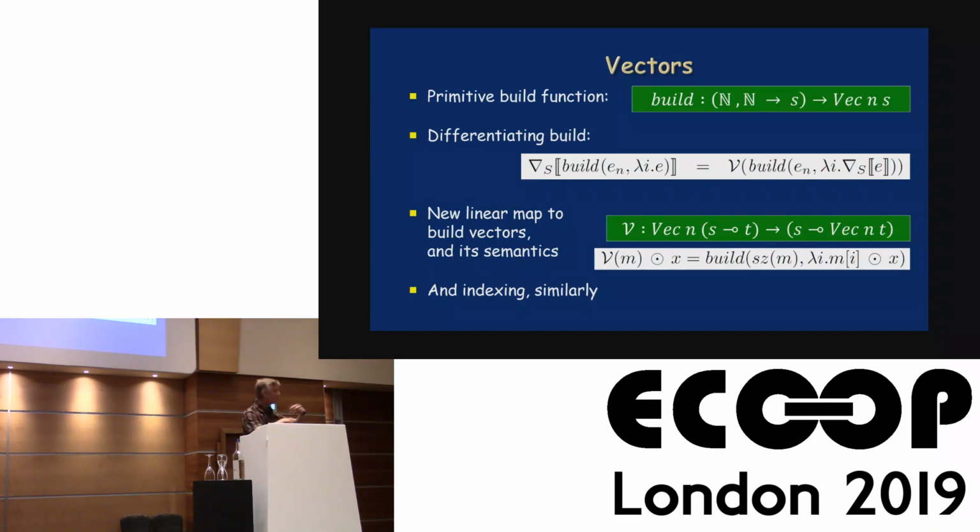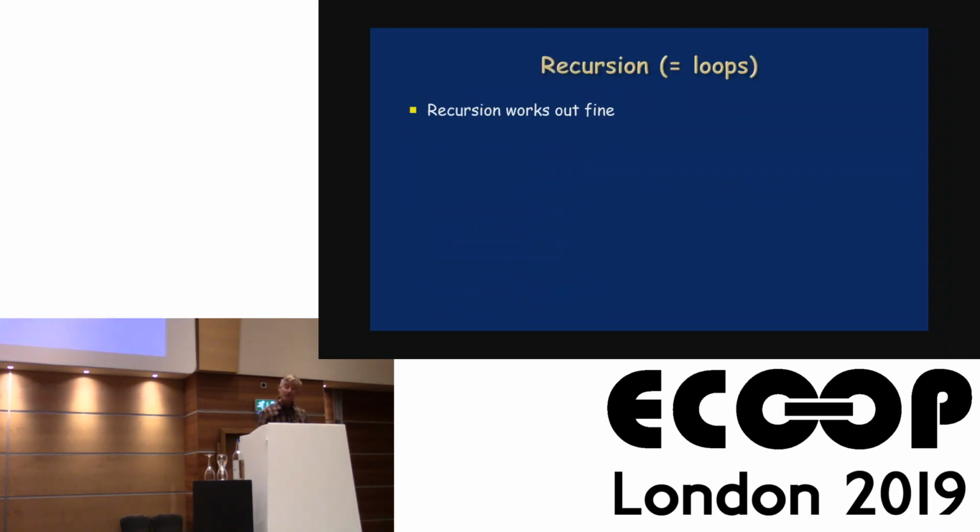And then we have to say what its semantics are, and we can write down its semantics. Then we do the same for the indexing operation, and everything works out smoothly. You can just add vectors in this way, and you can add other types in this way.